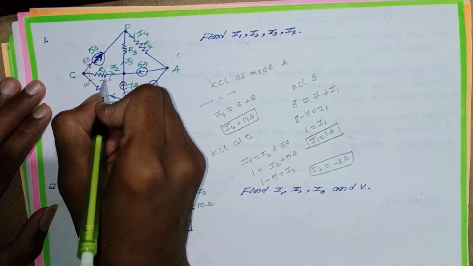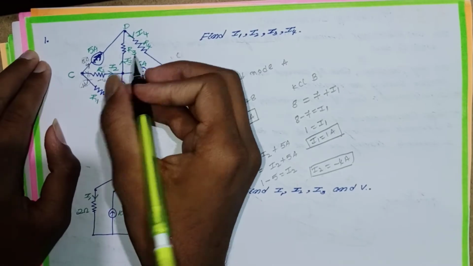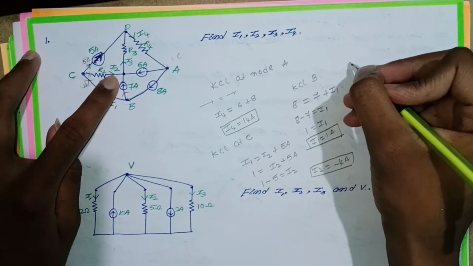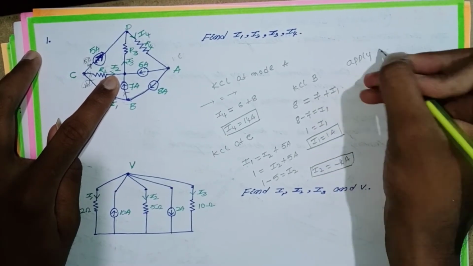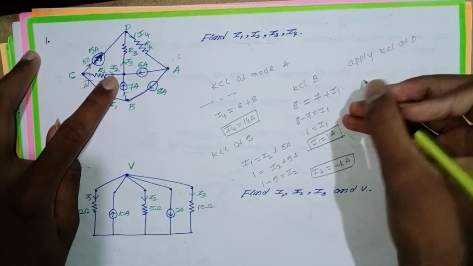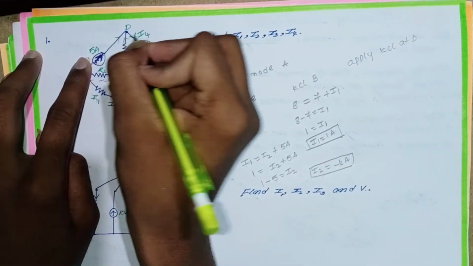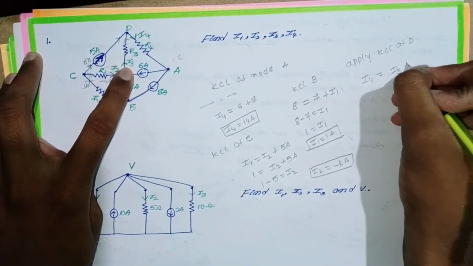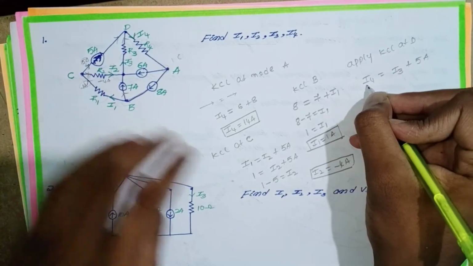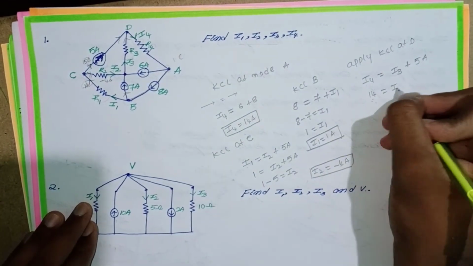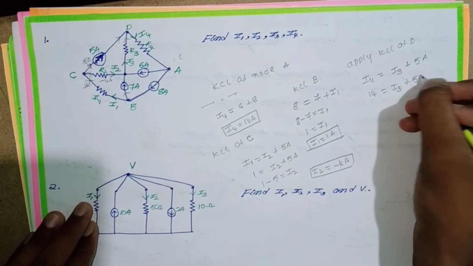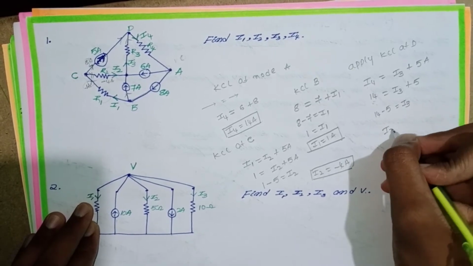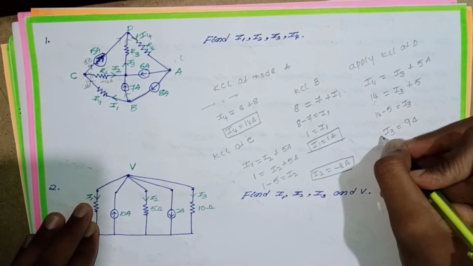In this, 5 minus 4 is 1. This is true. Then we move on to this I3. Apply KCL at D. This is entering, this is entering, this is leaving. Leaving is I4, which is equal to I3 plus 5 ampere. I4 is 14. 14 is equal to I3 plus 5. 14 minus 5 is equal to I3. I3 is equal to 9 ampere.